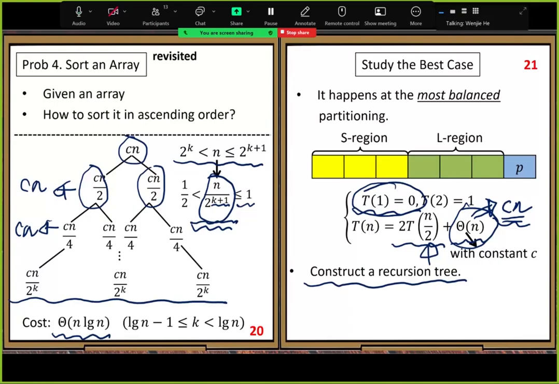So this way, the visual approach, can also give you a good estimation. All right, so that's the best case. Now we complete the whole Quicksort.